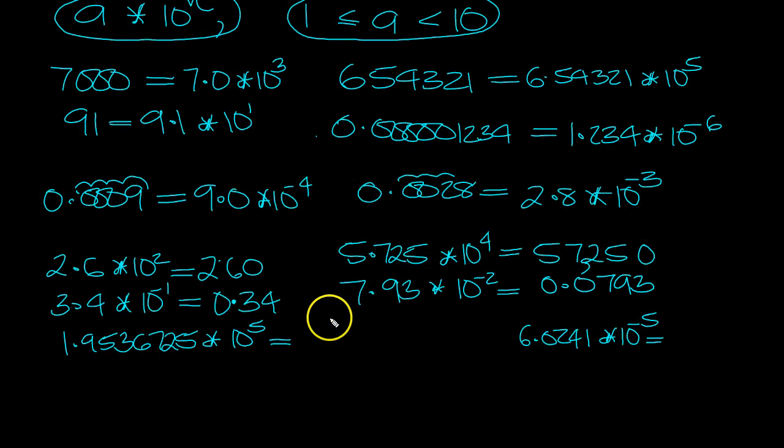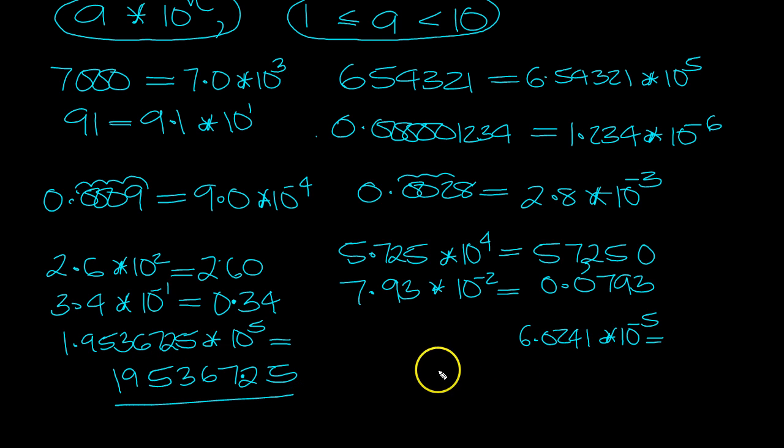Okay, good. Here, forward 5 times. So 1953672, forward 5 from here. Once, twice, 3, 4, 5. So that's where the decimal point goes. Okay, good. And this one back 5 times.